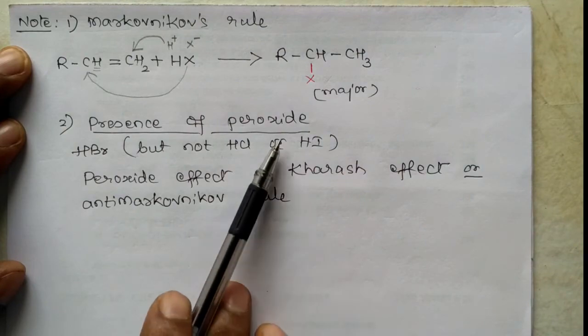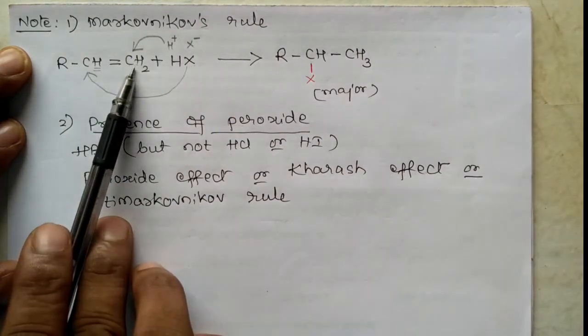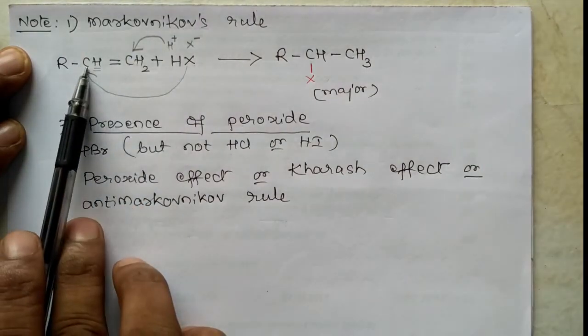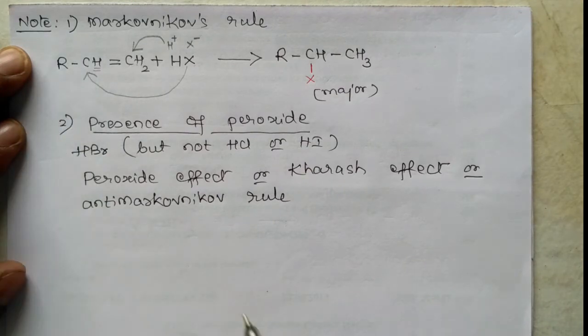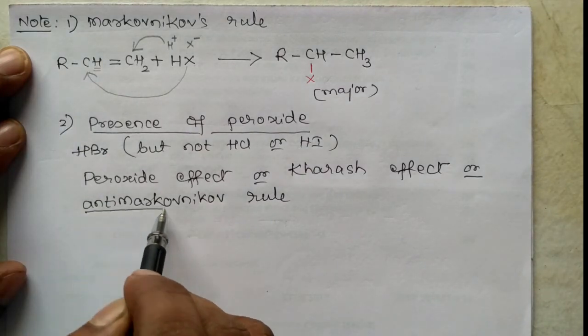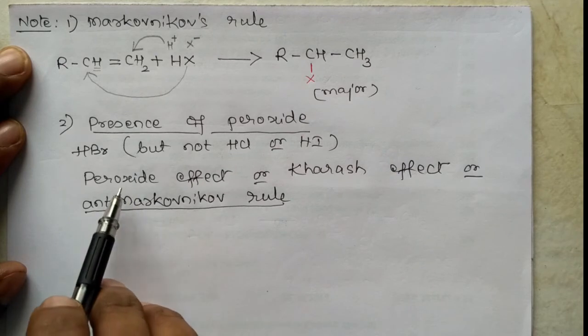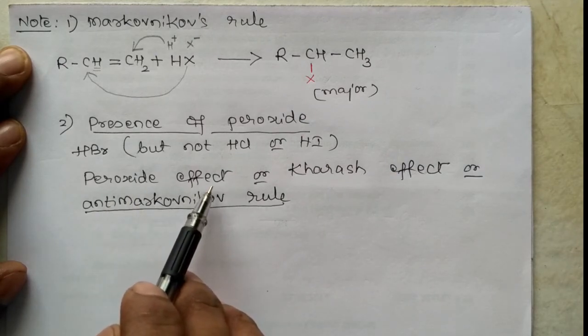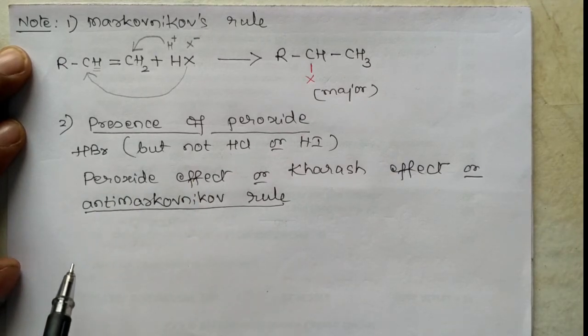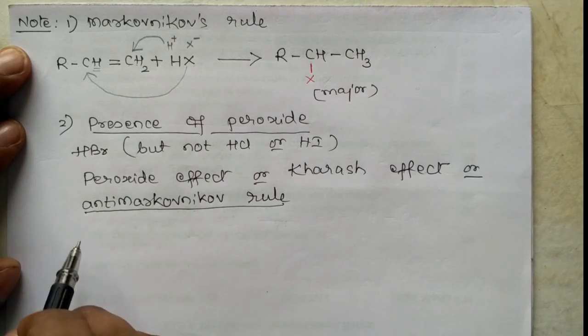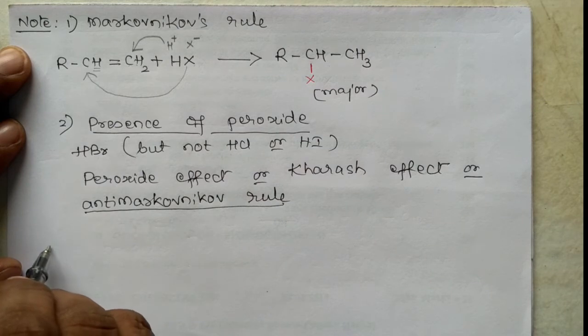But in the presence of peroxide, addition of X takes place here and addition of H takes place here. So hence the name is anti-Markovnikov's rule, also known as peroxide effect or Kharash effect. Yes, this is Markovnikov's addition. I will write anti-Markovnikov's addition.